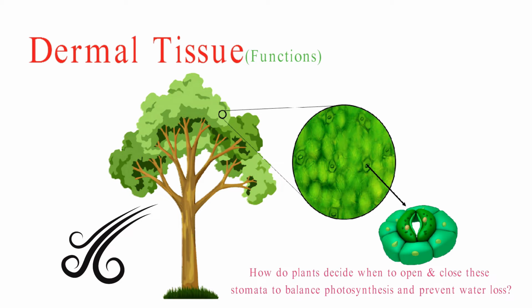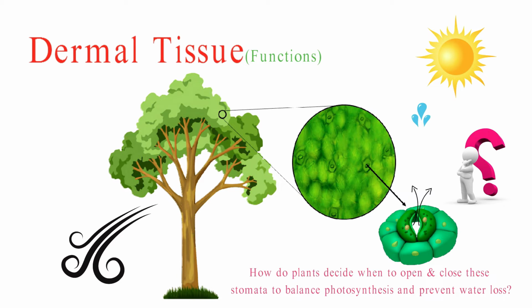Now, let's talk about water management. Can you guess how much water a plant can lose in a single day through transpiration? It's a staggering amount, and I'm about to reveal the answer. On a scorching hot day, a single plant can lose hundreds of liters of water through transpiration. But wait, there's more. Dermal tissue comes with some remarkable specialized structures.